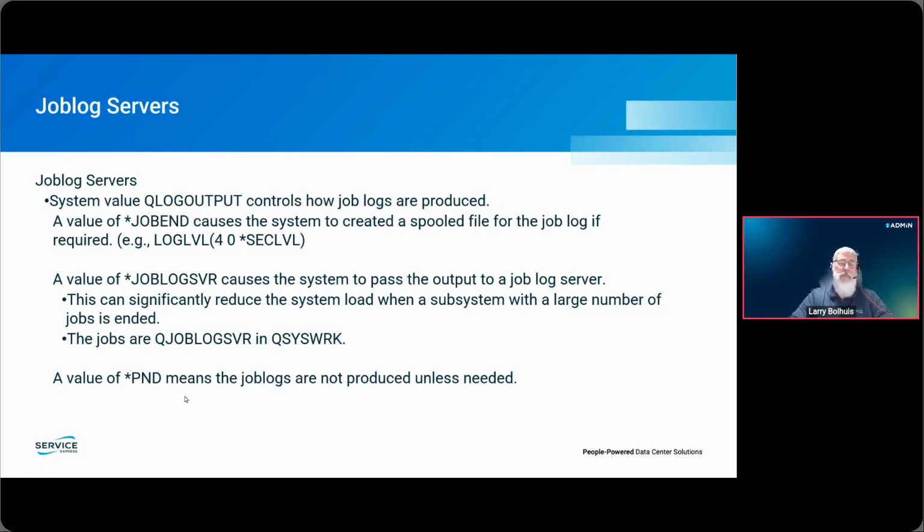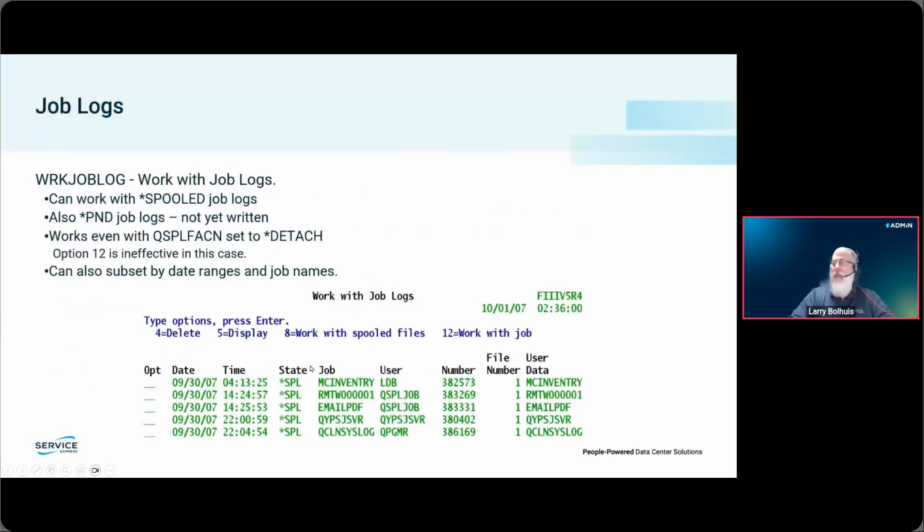And that's my favorite because nobody prints these things anymore except in rare cases where they need to look at one or two. So just WRKJOBLOG will find these pending guys, and they're never even in an output queue. So nice there. Here's what you see when you do WRKJOBLOG, and these are in spool state, so they are in an output queue. But if they're *PND, then in either case you can display them here, so that's not a problem.